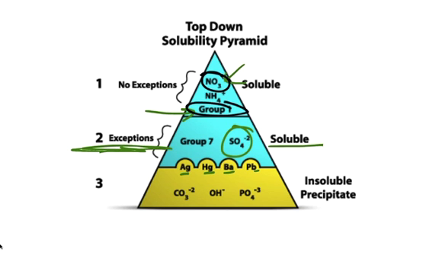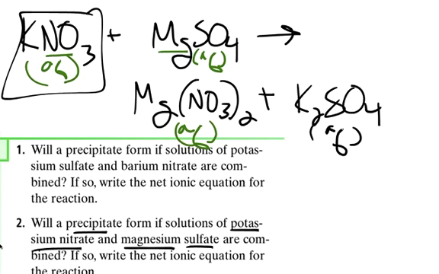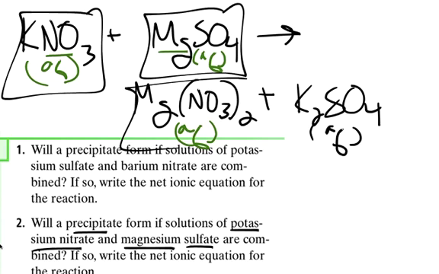Potassium, again, is a group 1 metal. That's always soluble. Sulfates are always soluble except with those exceptions, and this isn't one of them, so this is aqueous. So this really is not a chemical reaction. These are all dissolved in water. There's no precipitate coming out. It would not be a reaction.